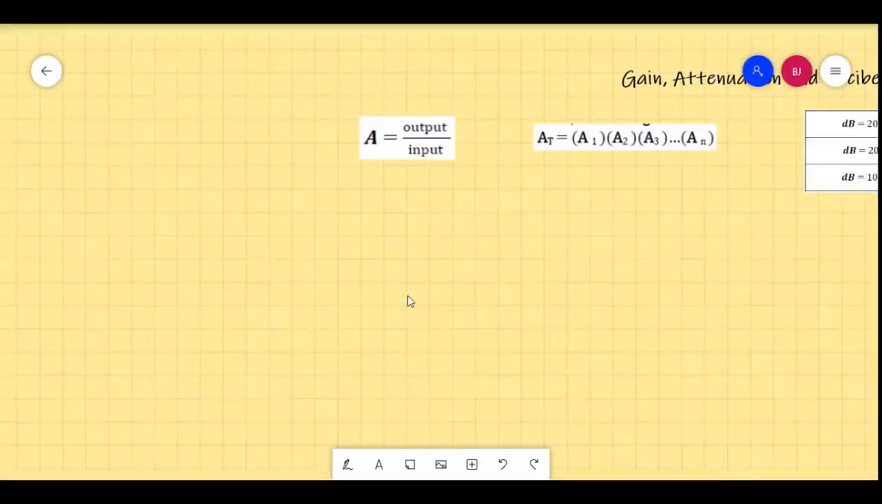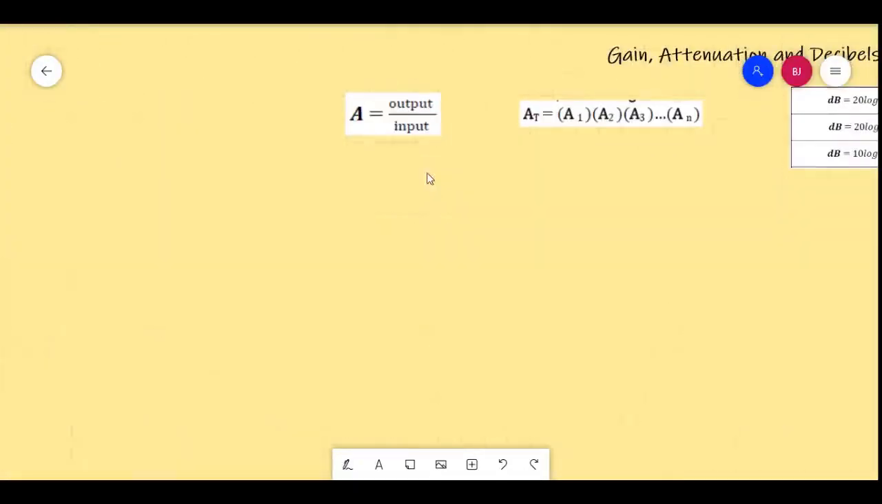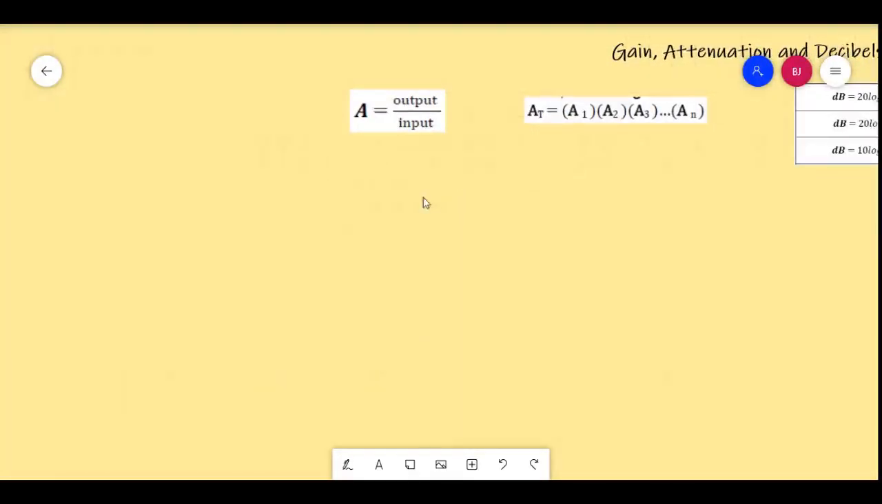Technically speaking, gain and attenuation is denoted by a big letter A. And gain or attenuation is determined by dividing the output over the input. You can only divide values having the same units. So usually when we look at gain and attenuation, we look at either voltage over voltage, current over current, or power over power. So let's have a few examples to show you how we compute gain.